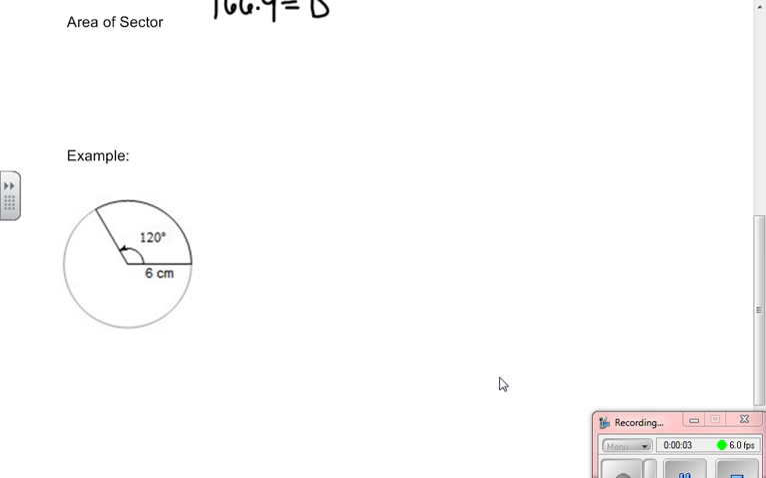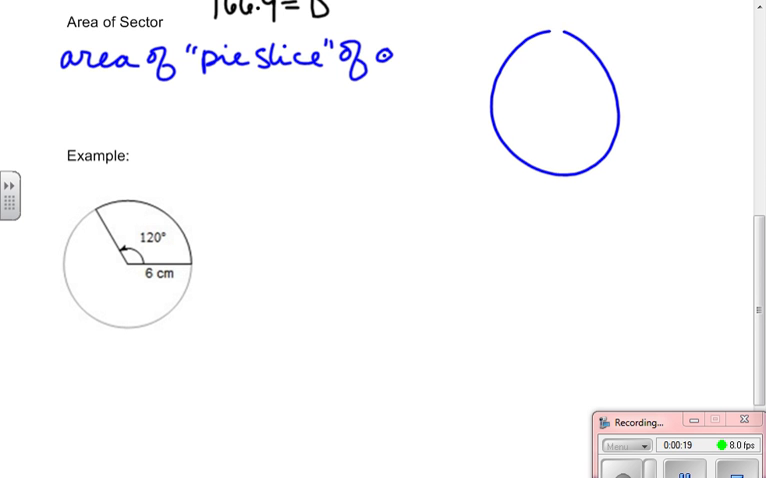When we're talking about circles, we can also talk about the area of the sector. And this is going to be the area of a pie slice of a circle. It's much like when we talked about arc length. So we are going to have a central angle, and then we're going to have a chunk taken out. And we're going to want just the area of the shaded piece.